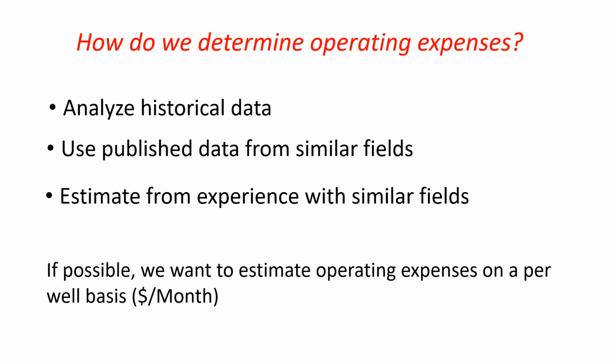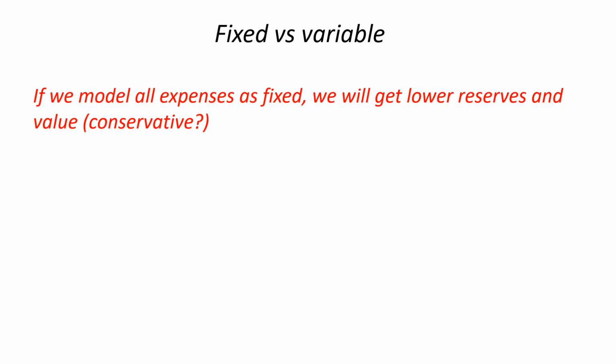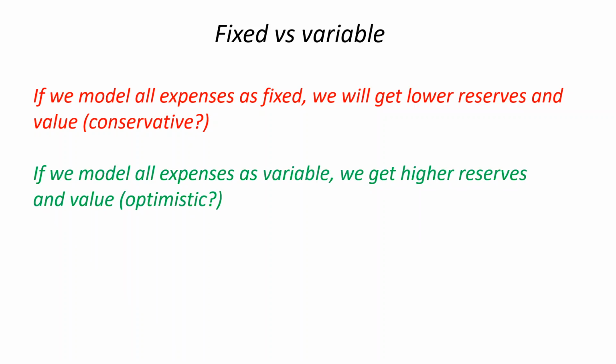And if possible, we want to estimate the operating expenses on a per well basis, and we usually categorize it as dollars per month operating expense. All right, so fixed versus variable, we mentioned that. If we model all expenses as fixed, we will get lower reserves and value, and that's conservative. But if we model all expenses as variable, we get higher reserves and value, and that is optimistic.